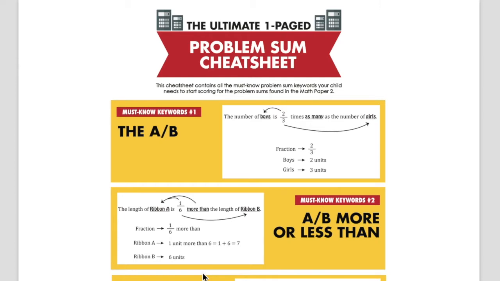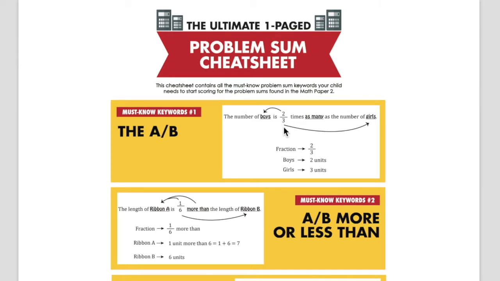So I'm just going to go through the first part, which is the A over B, and the A over B more or less than first, very roughly. If you remember, we talked about how there are two entities, the boys and the girls, the boys being the A and the girls being B, right? And this fraction is known as A over B. It can be a proper fraction, it can be an improper fraction, and if you're given a decimal, a mixed number, or a percentage, all you have to do is convert it into a fraction in the form of A over B. Okay, so far you got it, right?